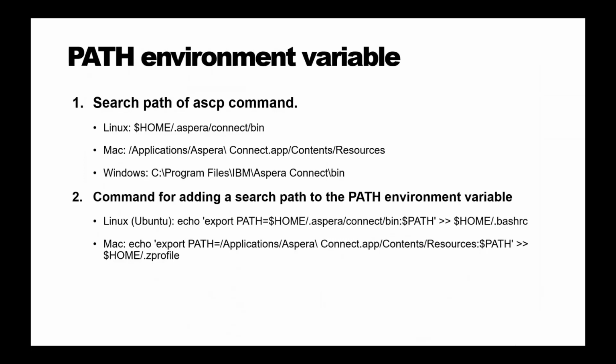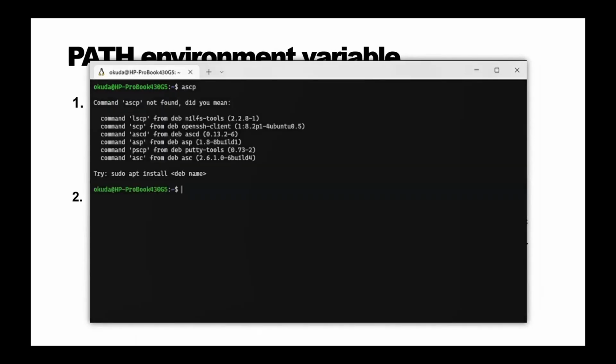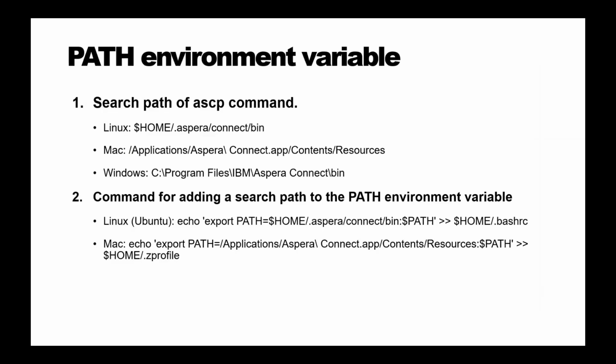After the installation is complete, typing ACP does not allow the shell to find and execute the ACP command. It needs to be configured in the path environment variable so that the shell can find the commands in the installed directory. The path environment variable specifies the directories to be searched to find the command.